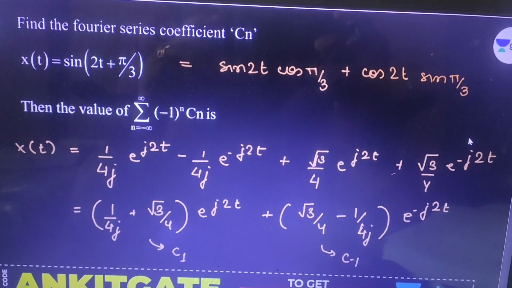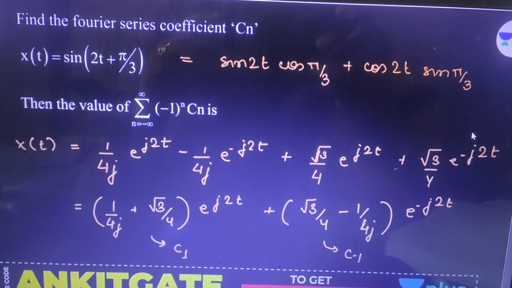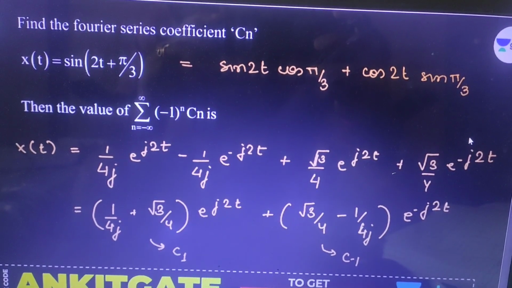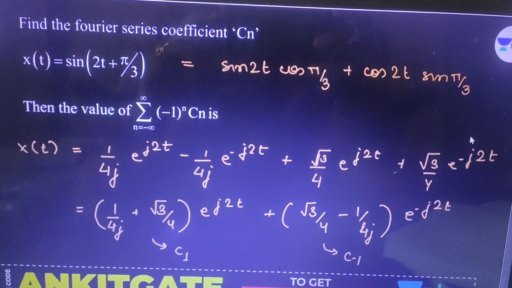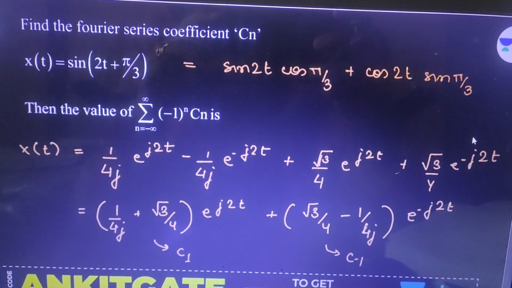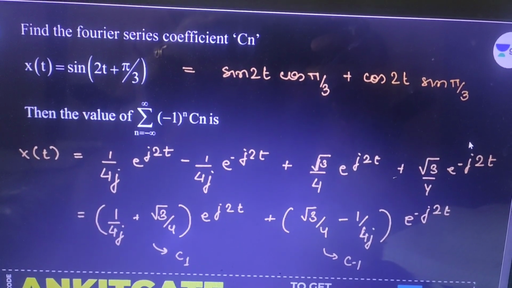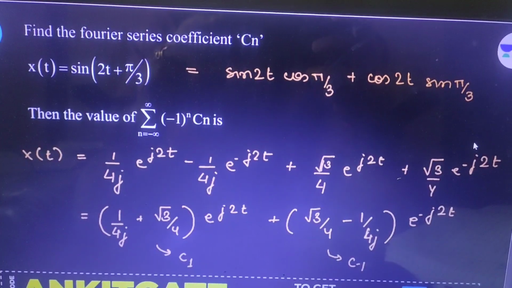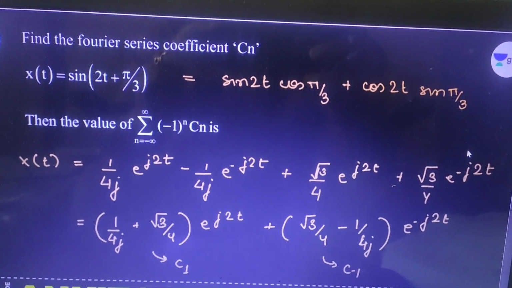So taking e power j2t as common, you will get (1 by 4j plus root 3 by 4) plus (root 3 by 4 minus 1 by 4j) into e power minus j2t. Here e power 1 into j2t and e power minus 1 into j2t. So e power 1 gives c1 and e power minus 1 gives minus c1.